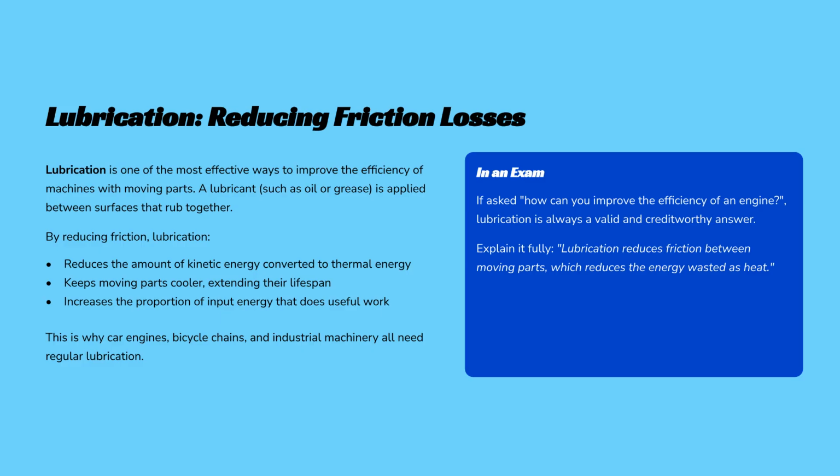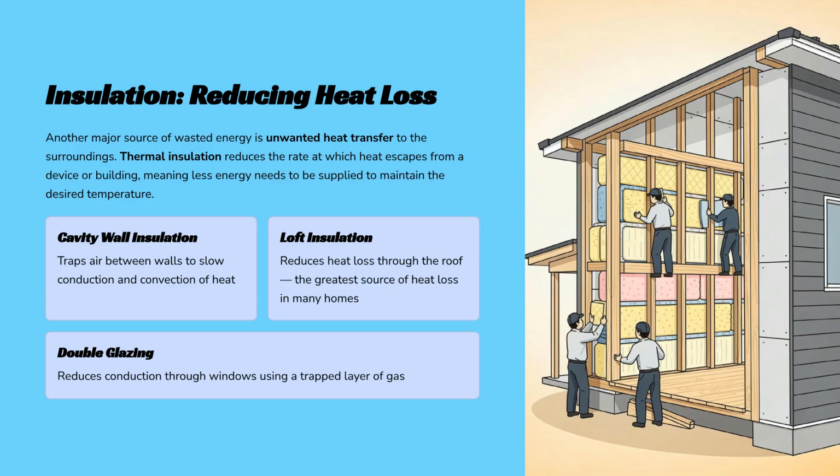Lubrication is a key method for reducing friction. By using oil or grease, we allow moving parts to slide more easily, which reduces energy lost as heat. Insulation is vital for reducing unwanted heat transfer. Methods like cavity wall insulation, loft insulation, and double glazing help trap heat and maintain temperatures more efficiently.